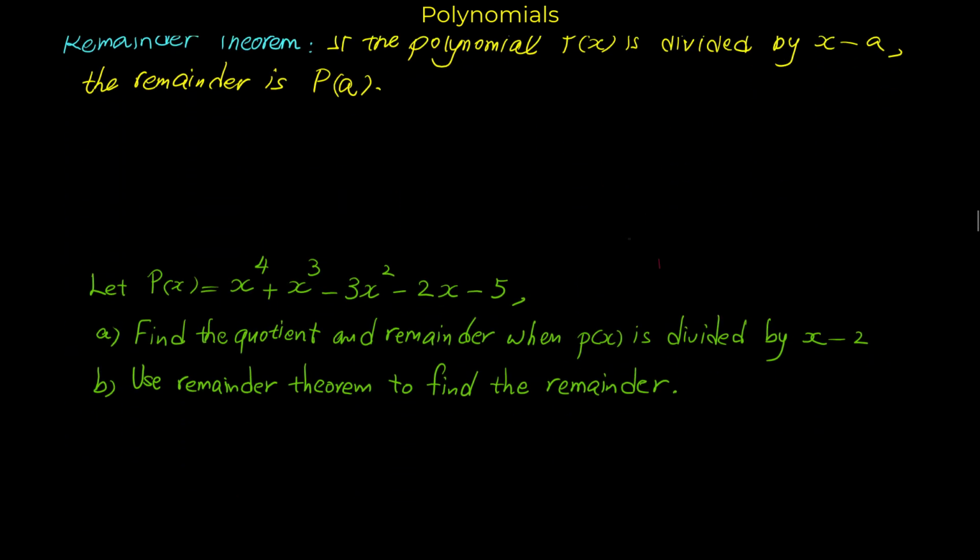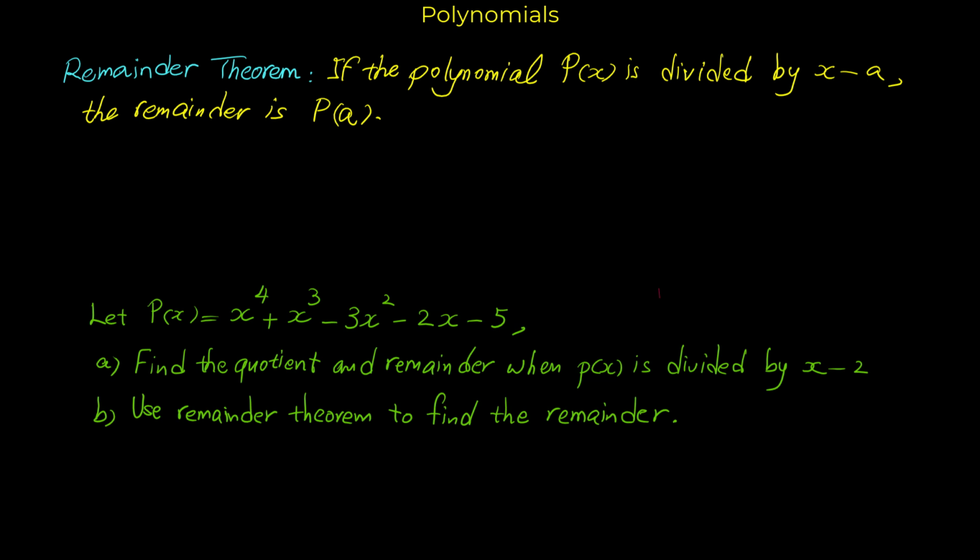Now let's talk about the remainder theorem. If polynomial P(x) is divided by x minus a, the remainder is P(a). Let me explain the remainder theorem by an example here. Consider this polynomial x^3 plus x^2 minus 5. And suppose we want to divide this by x minus 2.